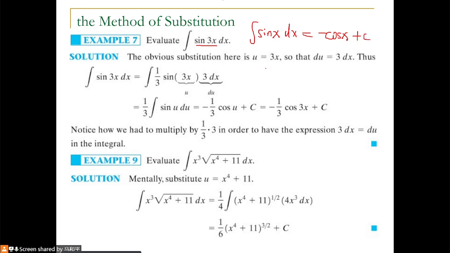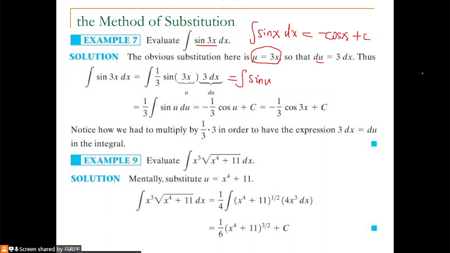That's it. And so here the obvious substitution is to let u be 3x. And so we can find du, the differential of u, which is 3 dx. And sin 3x dx we just write like this: u is 3x, so sin 3x is sin u.